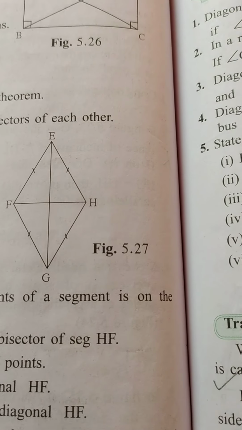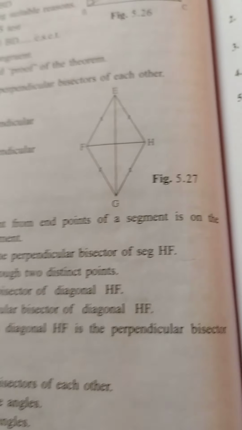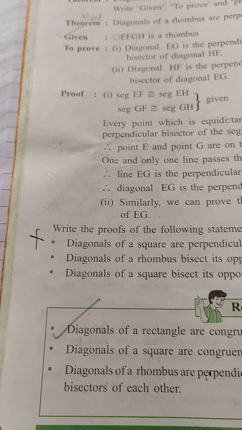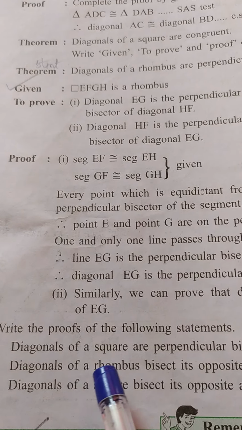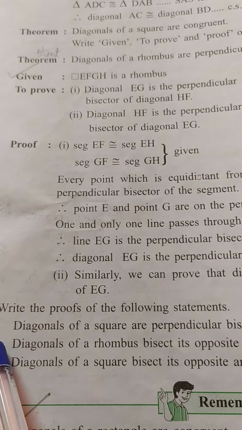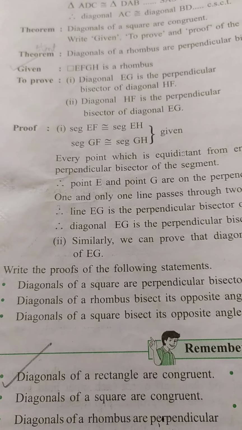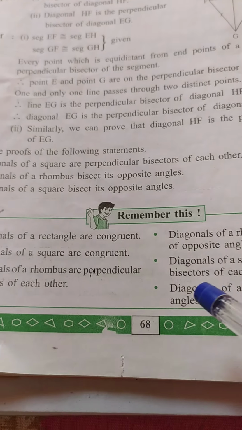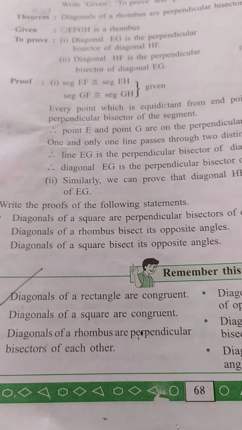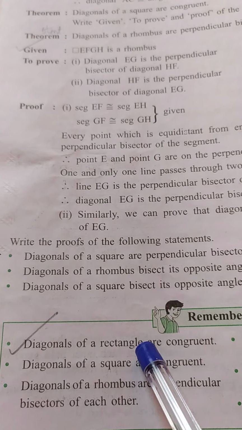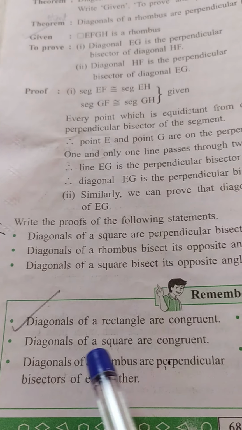Hence it is proved. This is how you have to do the theorem. Okay. Next theorem that you have, write the proofs. They have told you not to write the proofs. That is not there for you this year. We can go to this particular topic. Remember this. Here all this has been summarized in brief.